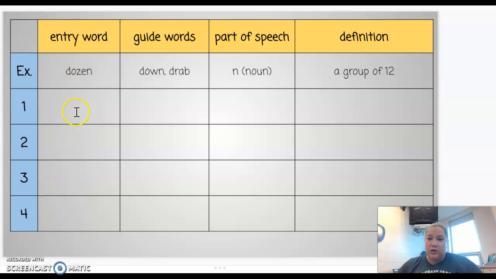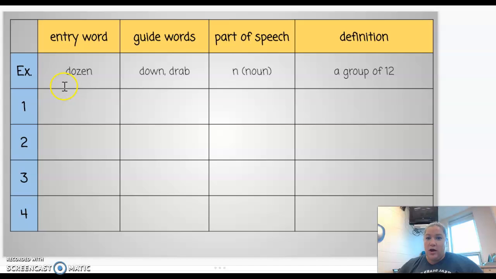Once you have your 4 words, you will need to find a dictionary or borrow a dictionary from your teacher and fill in the rest of this chart. Remember, guide words are the 2 words at the top of the page where you find your word.